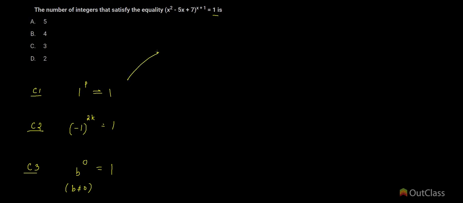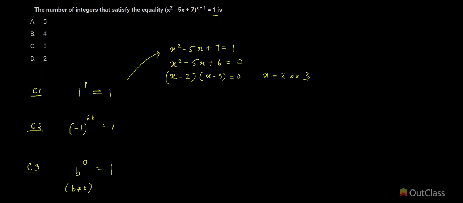Case 1, x² − 5x + 7 = 1 gives you x² − 5x + 6 = 0. That is (x − 2)(x − 3) = 0. X is 2 or 3. We got two values. So in both of these you will get 1 raised to, if x is 2 you will get 1 raised to 3. If x is 3 you will get 1 raised to 4. Both are 1. Two solutions from case 1.